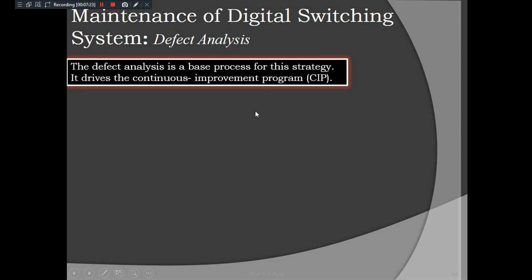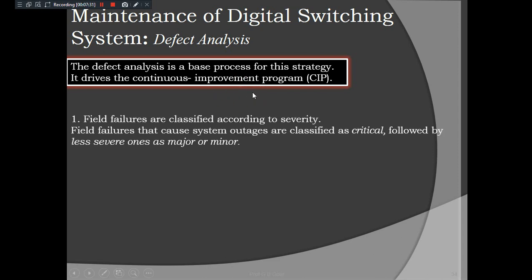So the defect analysis is the base process for the strategy for the continuous improvement of the DSS software. It may include the field failures which are classified according to the severity. Severity means how much trouble there is, or how much the impact of the trouble is. Whether that failure is impacting a lot, or is medium, or is very small. So field failures that cause system outages.